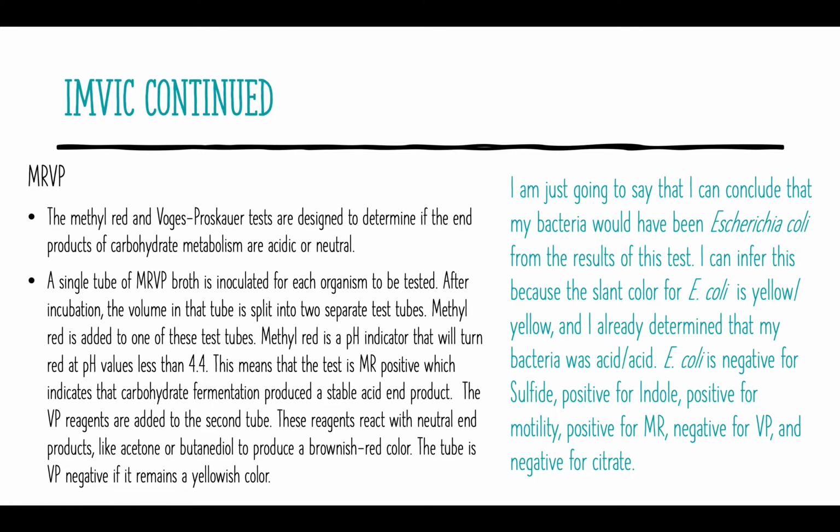From this test, I am going to say that I conclude that my bacteria is E. coli again from the results. I can infer this because the slant color of E. coli is yellow, which earlier I found out that my slant color was yellow, and E. coli is also negative for sulfide, positive for indole, positive for motility, positive for MR, negative for VP, and negative for citrate.